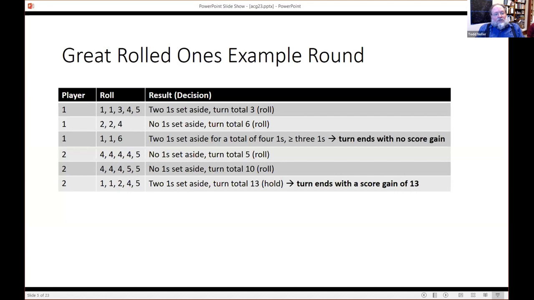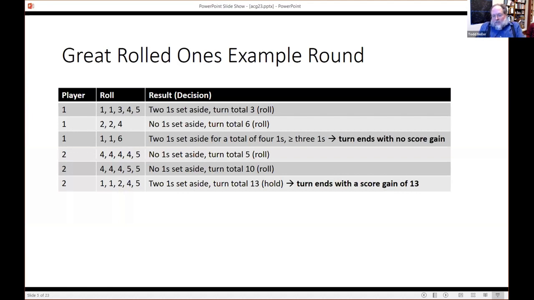Let's suppose player 2 rolls 4-4-4-4-5. No ones are set aside. Their turn total is 5. They decide to roll 4-4-4-5-5. No ones again set aside. Turn total is now 10. Third roll, 1-1-2-4-5. 2 ones are set aside. Only 3 non-ones are added to the turn total for 13. Player 2 decides to hold, and their turn ends with a score gain of 13.